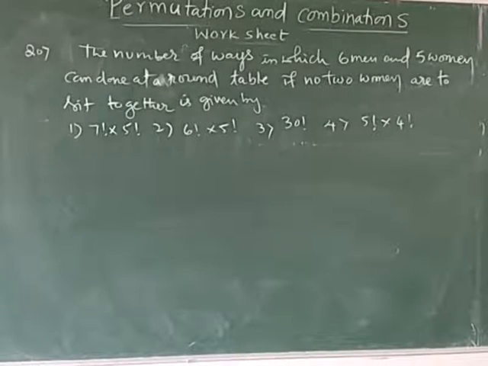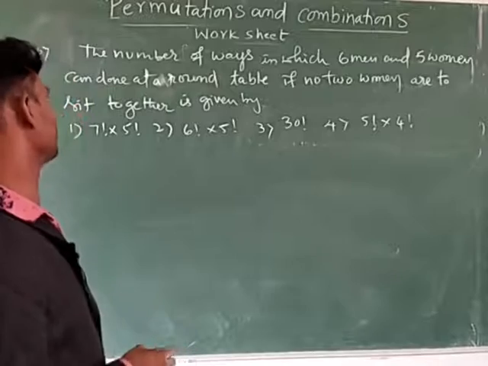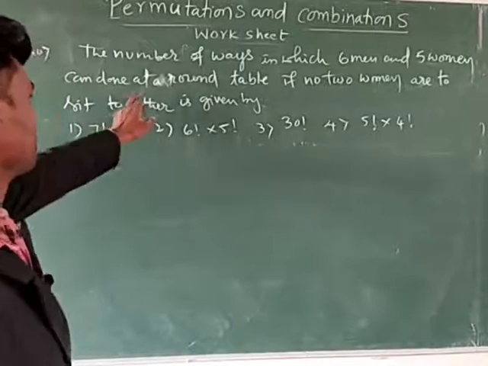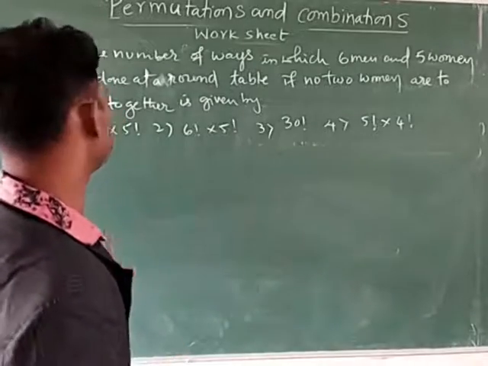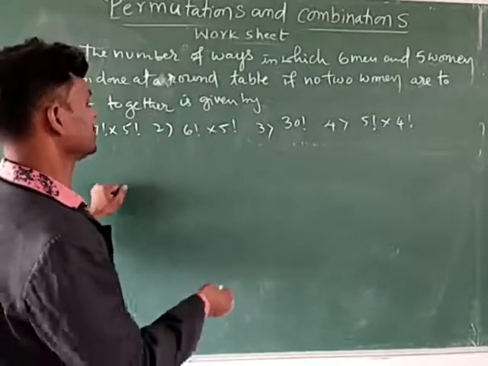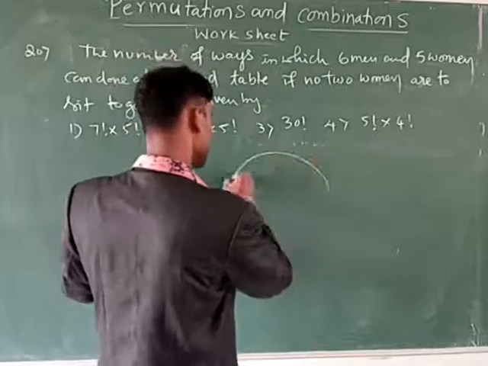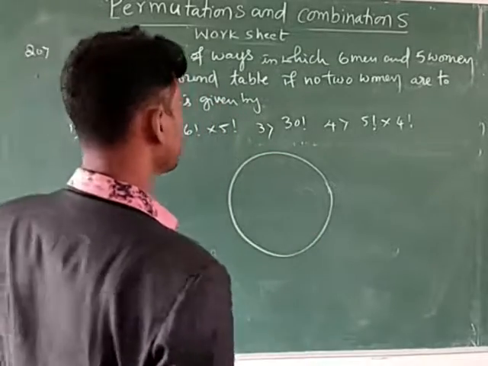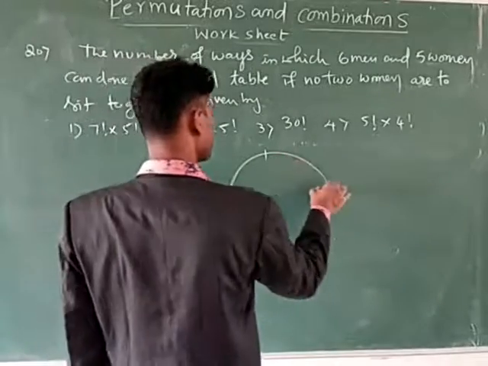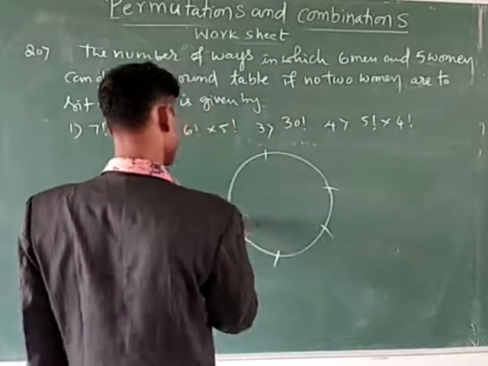Next question: the number of ways in which 6 men and 5 women can sit at random around a round table, if no 2 men are to sit together, is given by. See here, this is the round table. First we have to arrange the 6 men. Here round table, 6 men: 1, 2, 3, 4, 5, 6.